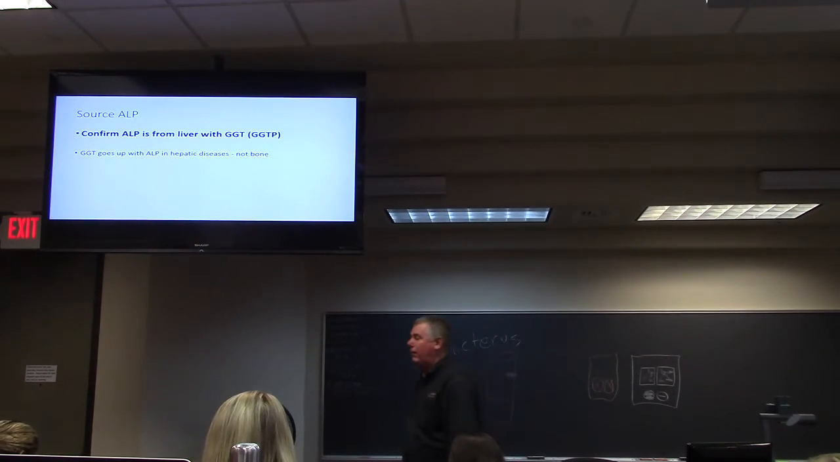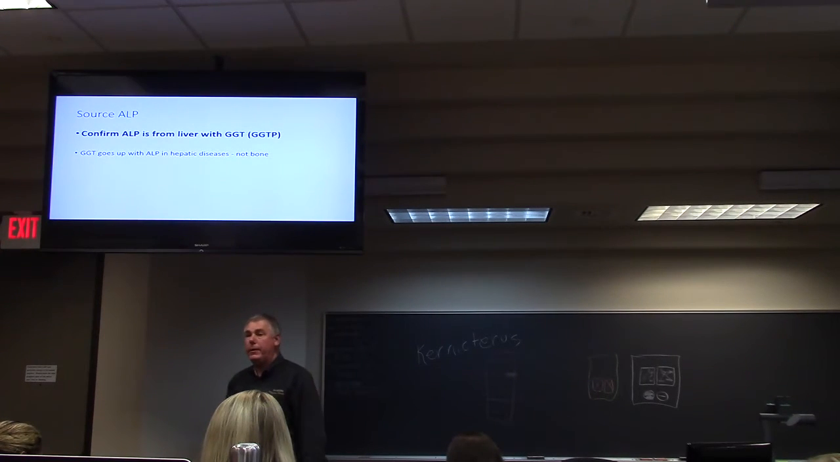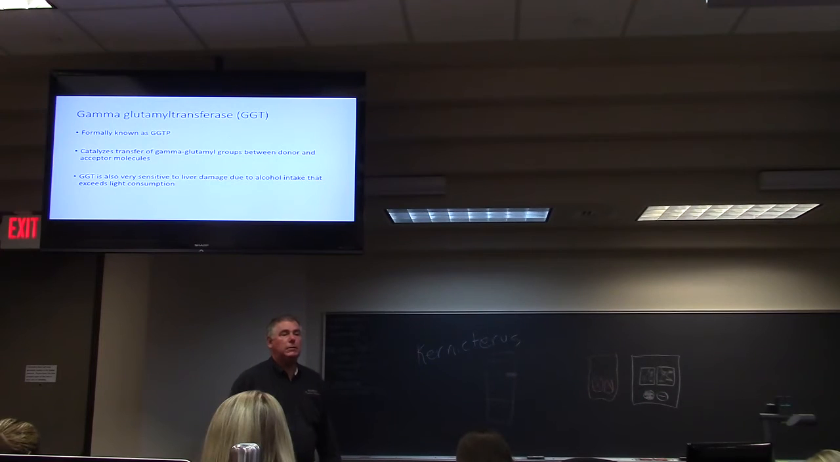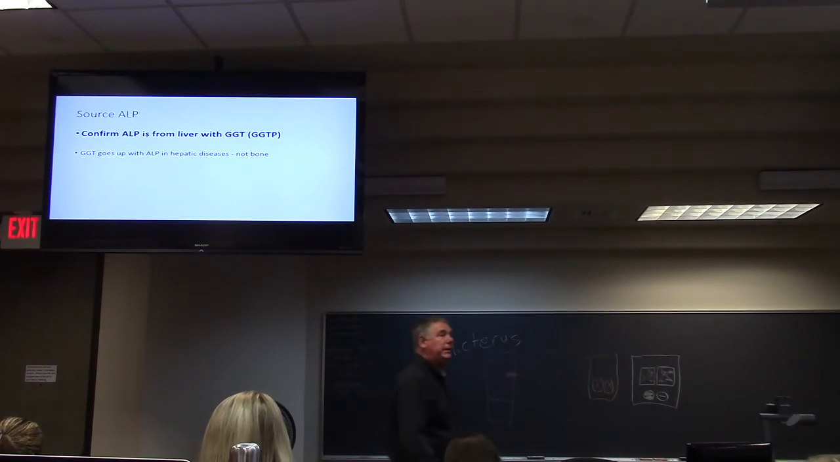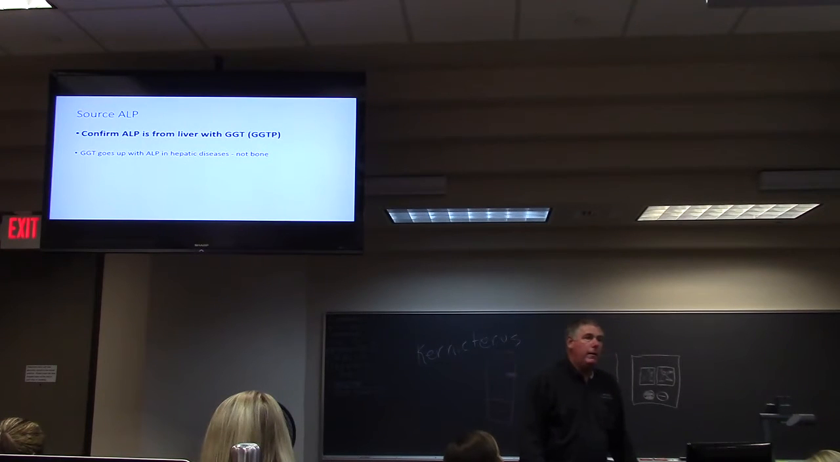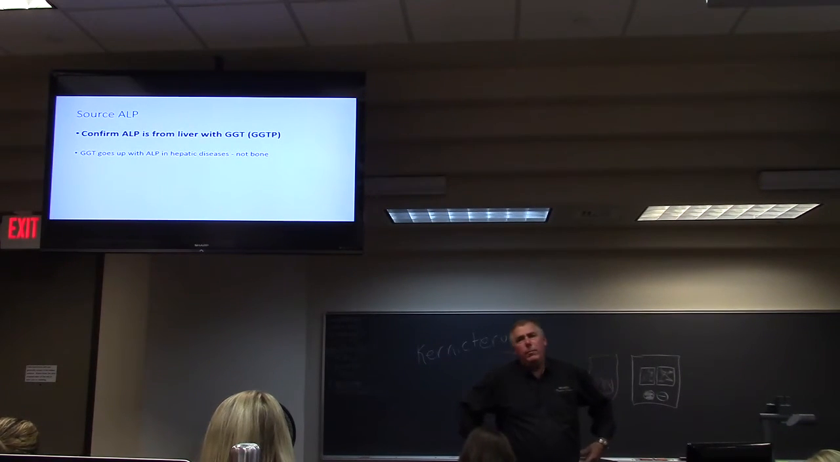You confirm that alphos is from the liver or from the duct with a GGT. GGT is gamma glutamyl transferase, that's on the next slide, formerly called GGTP. This used to be a very popular test for alcoholism because it's sensitive to chronic ingestion of alcohol. Or if you went on a binge on the weekend, you could get a GGT on Monday and it would be elevated.